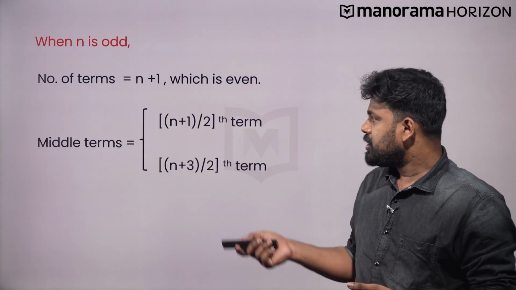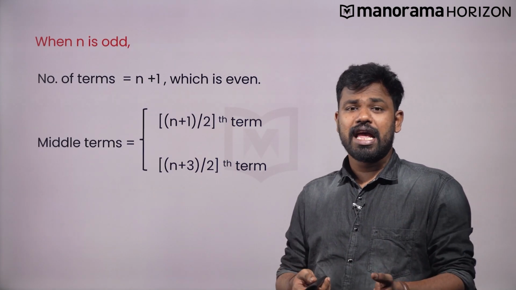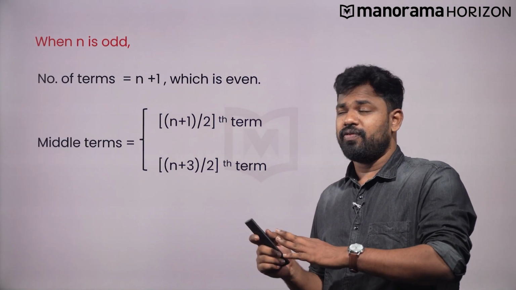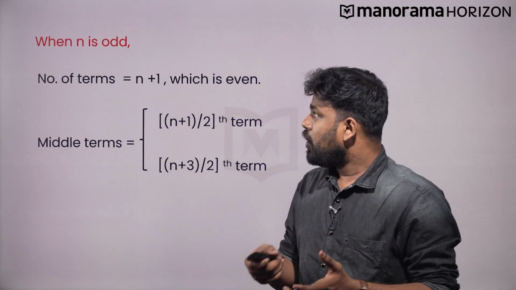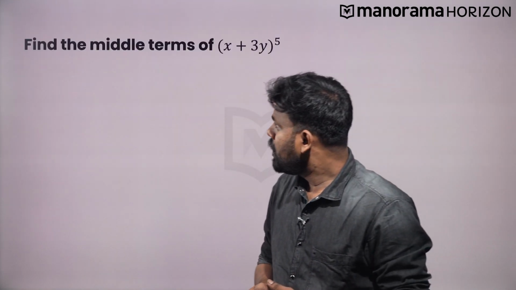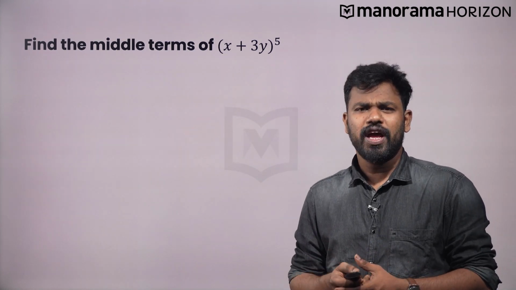So the two middle terms are given by the formula (n plus 1) by 2th term, and the second one is (n plus 3) by 2th term. So this is how you find the middle term when the power or the index is an odd number. Let's see an example. Find the middle term of the expansion (x plus 3y) the whole raised to 5.